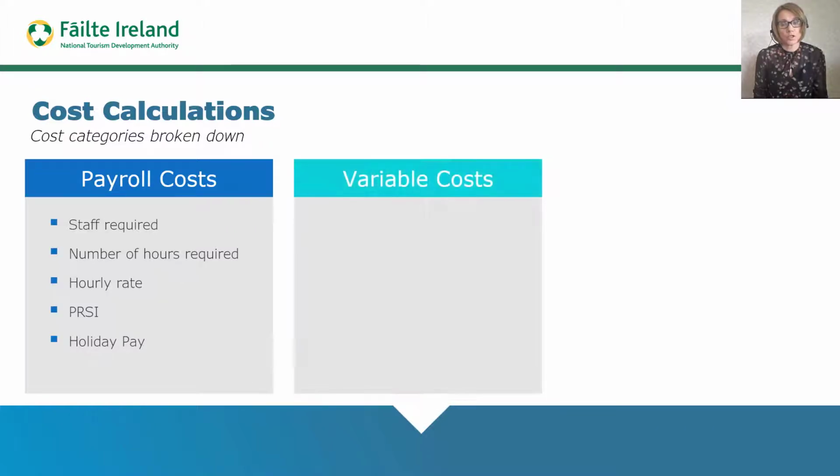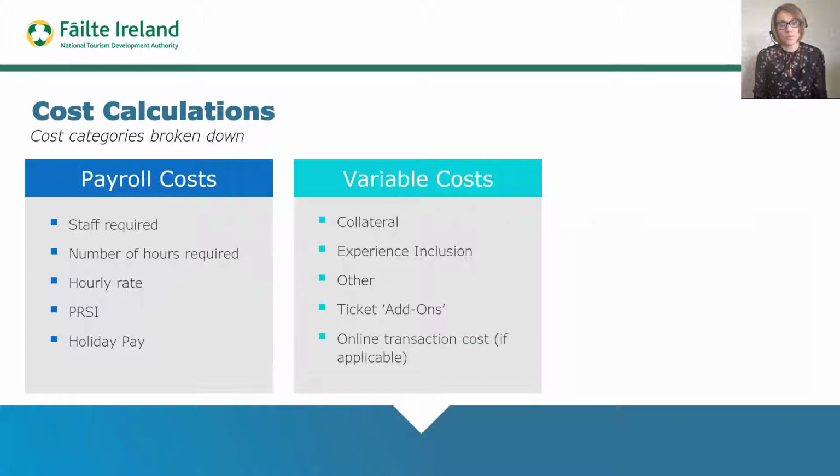The variable costs are those costs which are directly attributable to the sale of the ticket, such as the cost of goods sold, an inclusion, for example, a glass of whiskey if giving a whiskey tour, or other direct costs. If you include an add-on as part of the ticket price, such as a cup of coffee, for example, then you need to include the cost of that also.